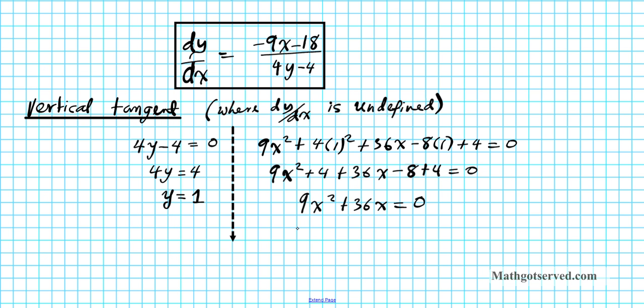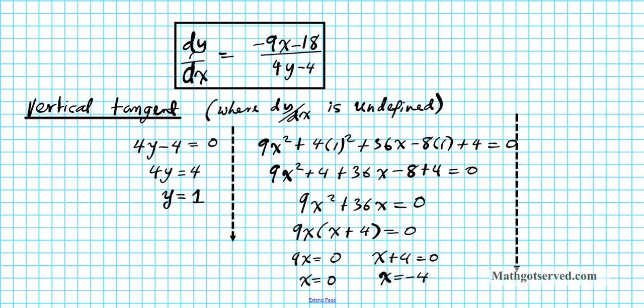From this equation, I can factor out 9x, and I'm left with x plus 4 equals 0. So if I solve this, I'll have 9x equals 0, or x plus 4 equals 0. If I divide both sides by 9 here, I'll have x equals 0. If I subtract 4 from both sides here, I'll have x equals negative 4. So these are the x values of the points where I have vertical tangents.